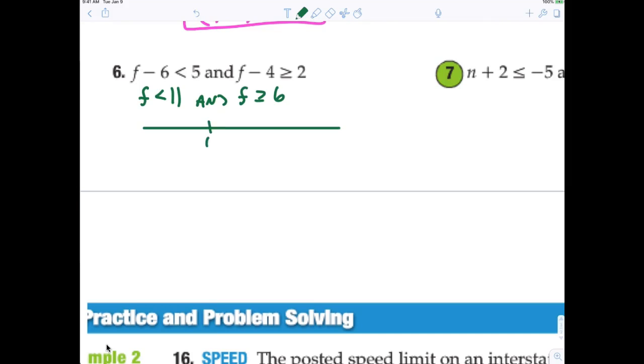So I put 6 and 11, less than 11, open, greater than or equal to 6, so it's everything in between. Everybody with me on this? What's the matter? Julia, come on. All right, so my answer is bracket 6, 11, parentheses. Everybody good? Are we okay with that? All right, number 7.